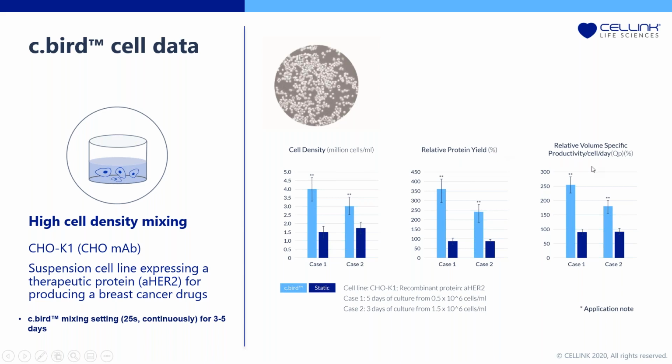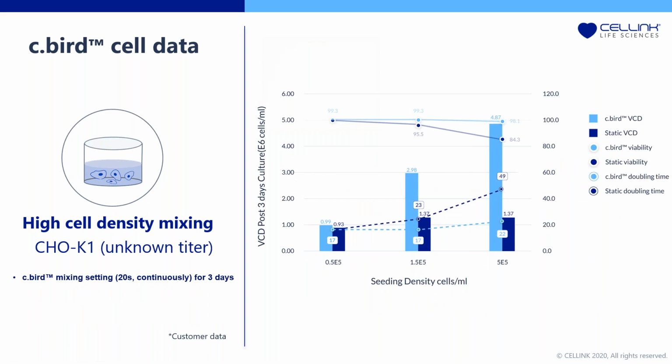So the concept is quite simple: you make cell growth happen in a healthier, better environment, so the cells should have better behavior. The second data set is actually generated by our customers. It's CHO-K1 cells, but the titer is unknown because it's a secret from the customer. They seeded the cells at 3 different densities, which are indicated here.